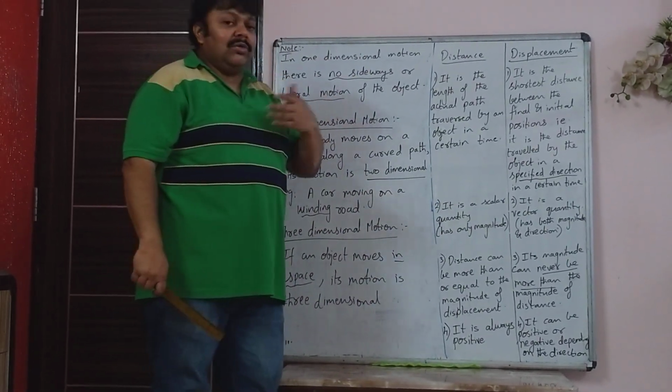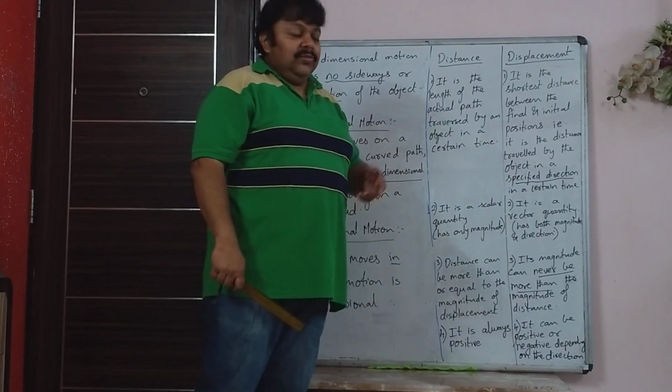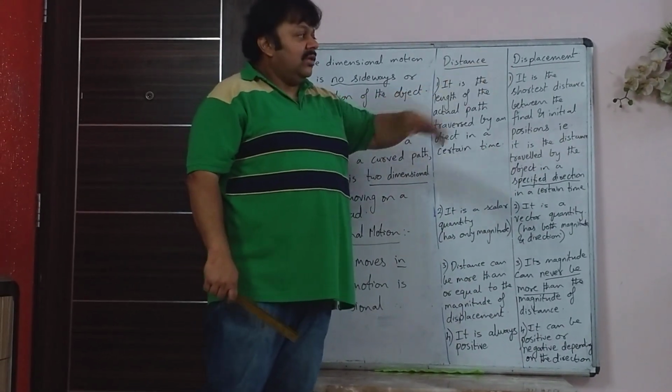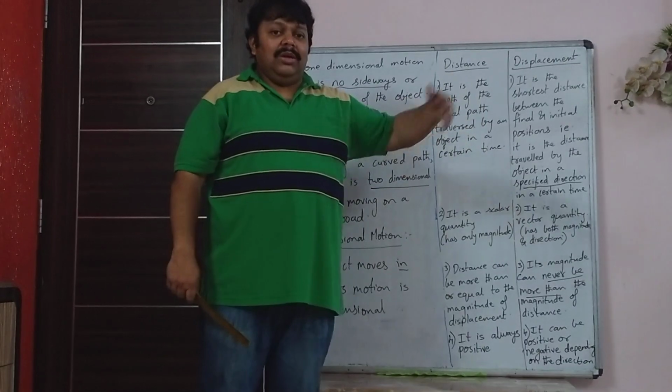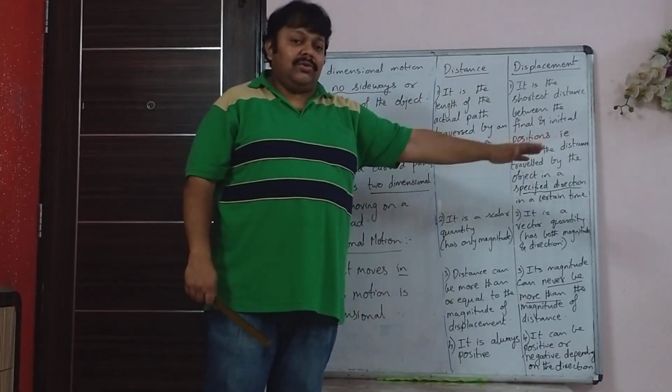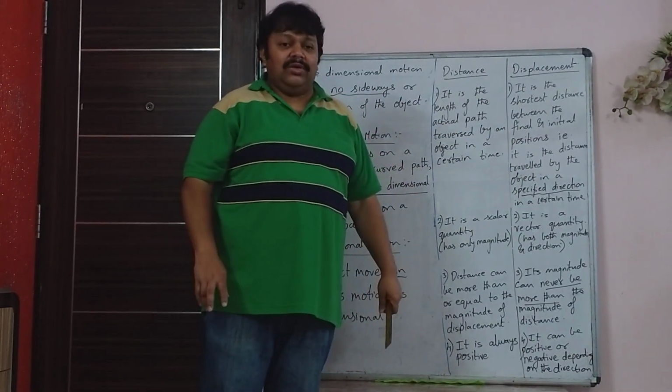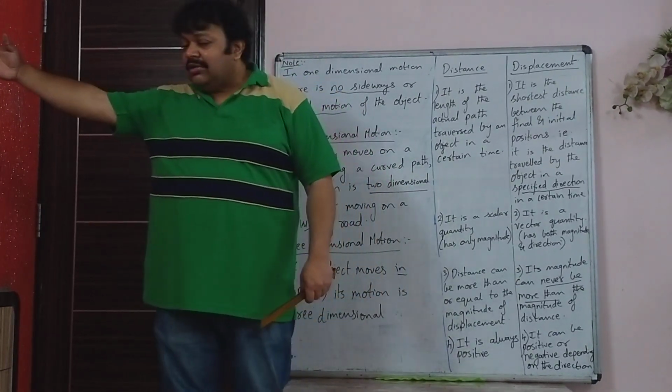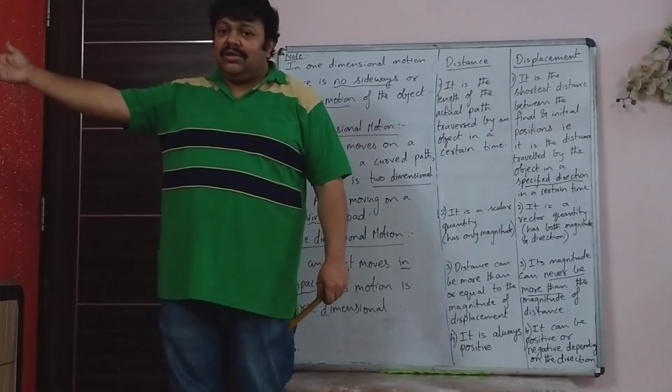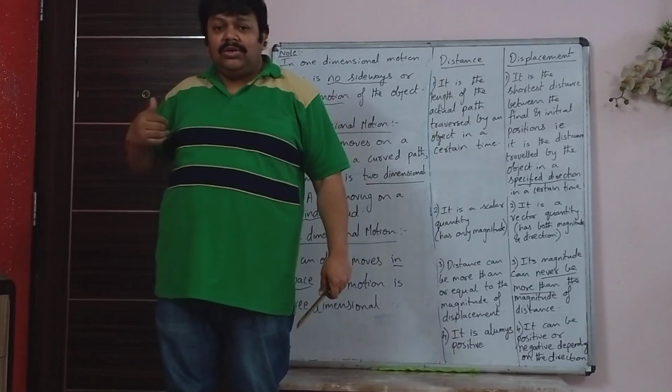You don't put a positive or negative sign for distance. That person is 5 meters away, he is on my left, he is 5 meters away. You don't say -5 or +5. If the person is on the right, 5 meters away, still I say his distance is 5 meters from me.